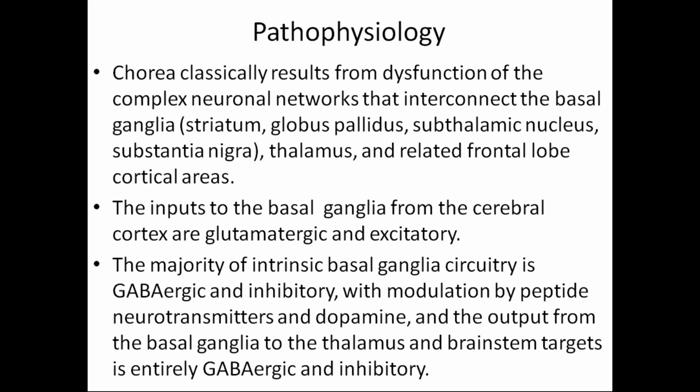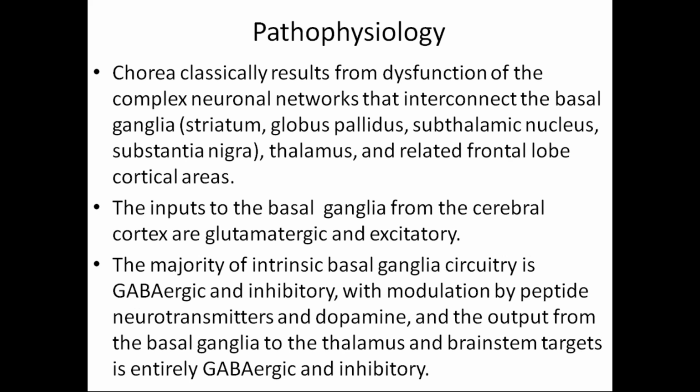The inputs of the basal ganglia from the cerebral cortex are glutamatergic and excitatory. Whatever comes into the basal ganglia is excitatory naturally. The majority of the intrinsic basal ganglia circuit is GABA, that is inhibitory. From the cortex to the basal ganglia is excitatory.